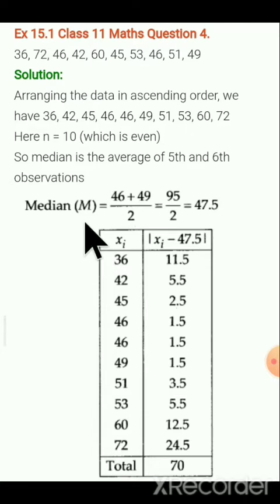So first find out the value of m, that is the n by 2th observation and n by 2 plus 1th observation, that is the 5th and 6th observation. 1, 2, 3, 4, 5, 6. 5th plus 6th observation, that is 46 plus 49 divided by 2 equal to 95 by 2. So we will get 47.5.